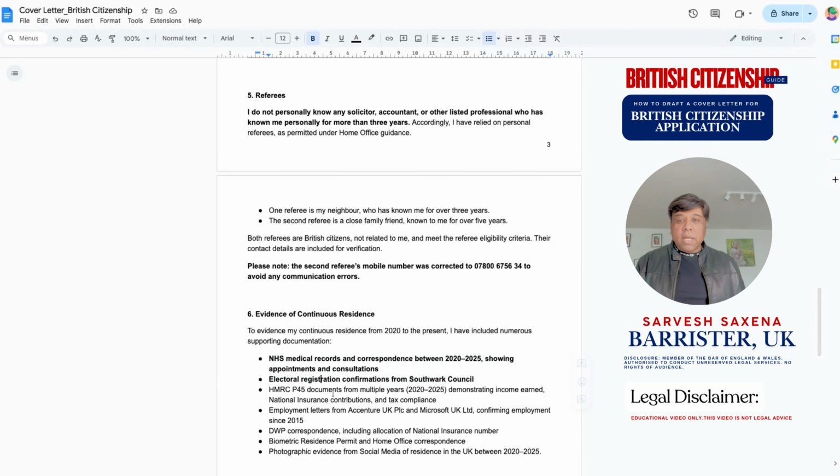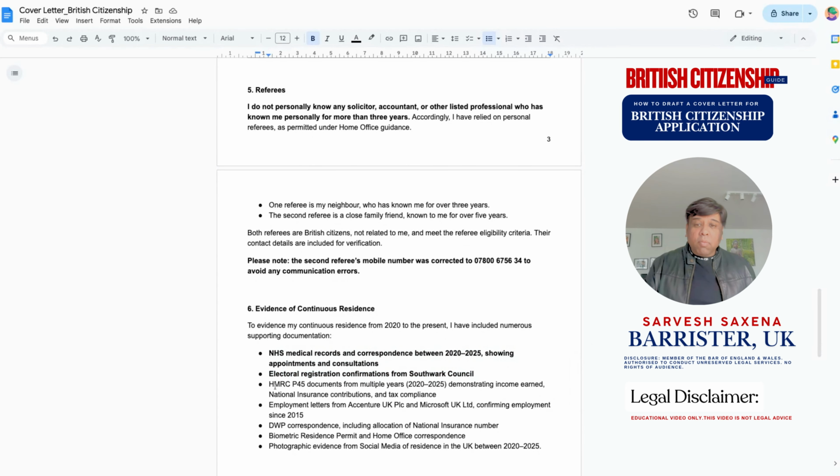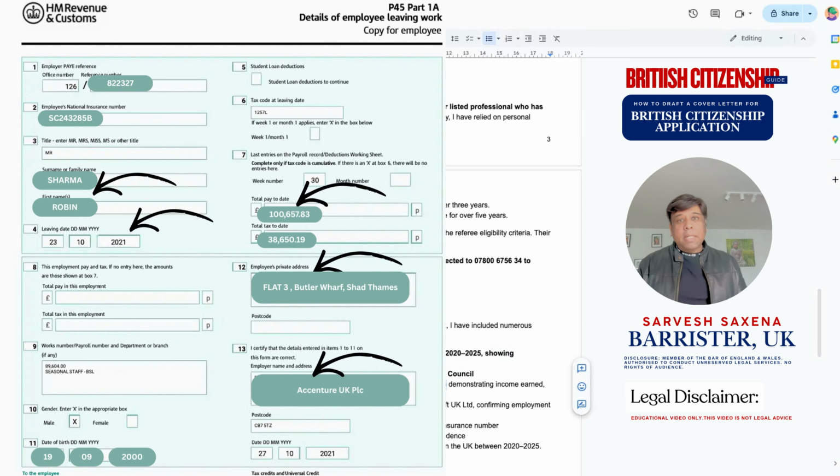You can show that. Then he wanted to show HMRC P45 documents covering 2020 to 2025. Now, P45, for those of you who don't know, HMRC is the tax charging authority of the UK. What they do is at the end of the year, this P45 shows you your employer, total income earned, national insurance paid, and income tax paid.